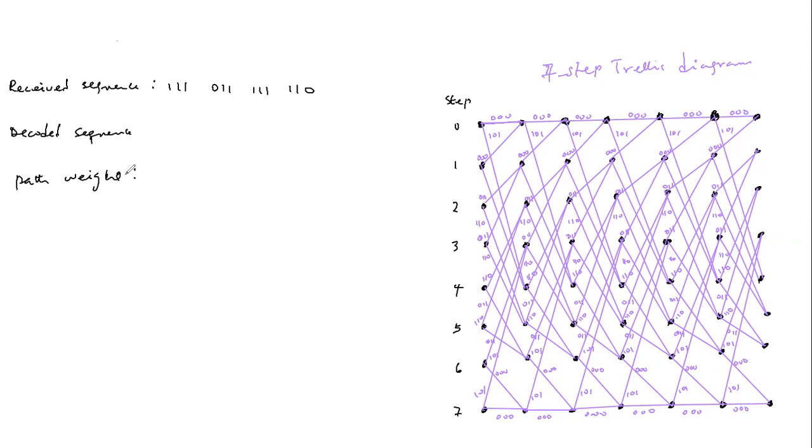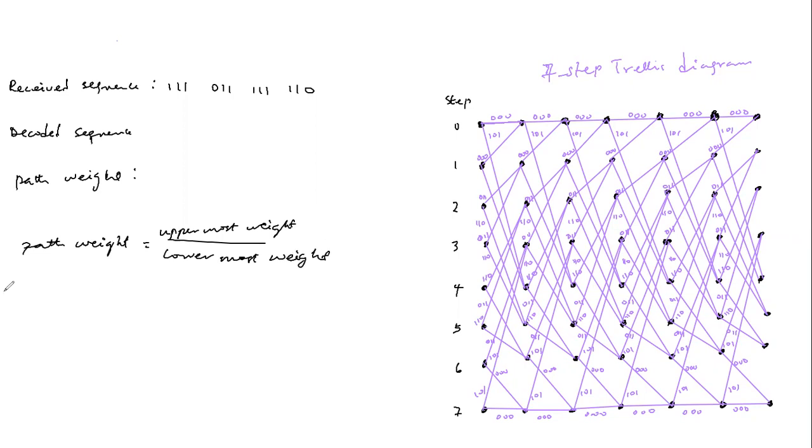Now, in order to evaluate the path weight, the received code word is compared with the decoded code words. These are the decoded code words. So we have to compare this received sequence with the decoded code word. And by so doing, the path weight is the same as the uppermost weight divided by the lowermost weight.